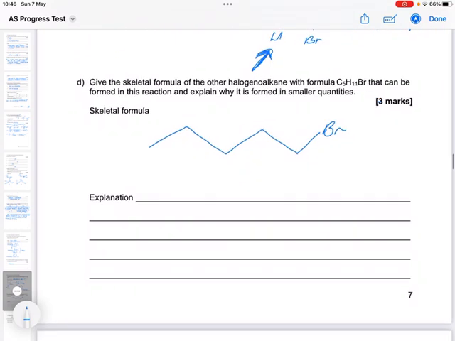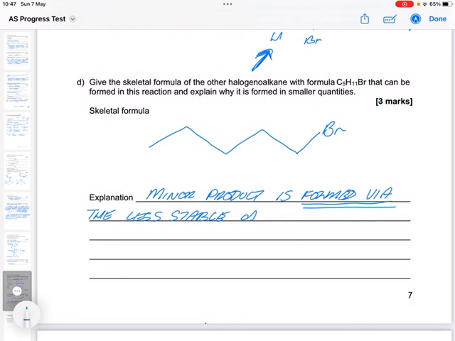We now need to explain why it is formed in smaller quantities. This is the reverse answer of when we talk about why the major product is formed in larger quantities. So the minor product is formed via, so formed from, formed via. Okay, absolutely crucial here because it's all about the carbocation, not the product. So the minor product is formed via the less stable carbocation.